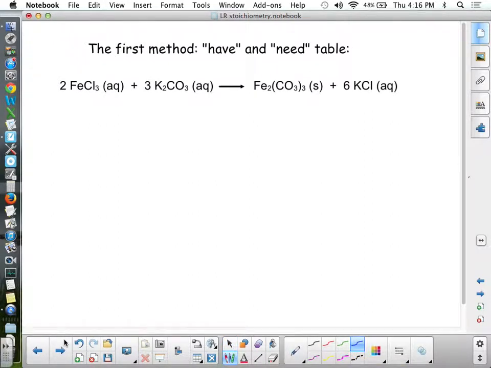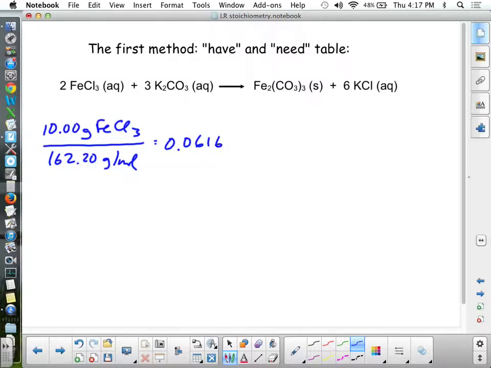I'll begin by taking the mass of each reactant I'm starting with and simply dividing by the molar masses to convert to moles. I can't do anything with masses, I've simply got to turn the masses into moles. So I'll take my 10.00 grams of iron 3 chloride, divide by the molar mass, 162.20 grams per mole, to give me 0.06165 moles of iron 3 chloride.